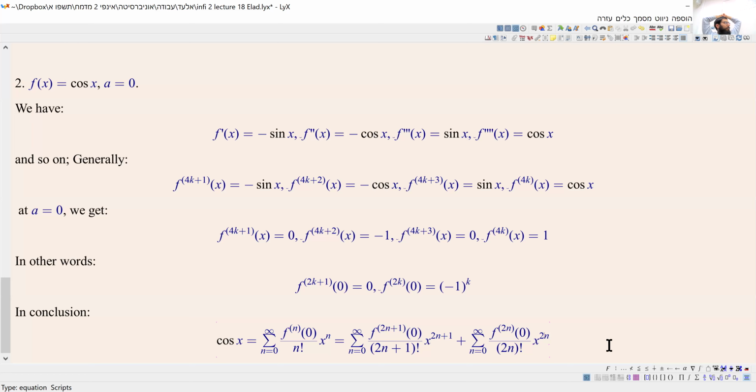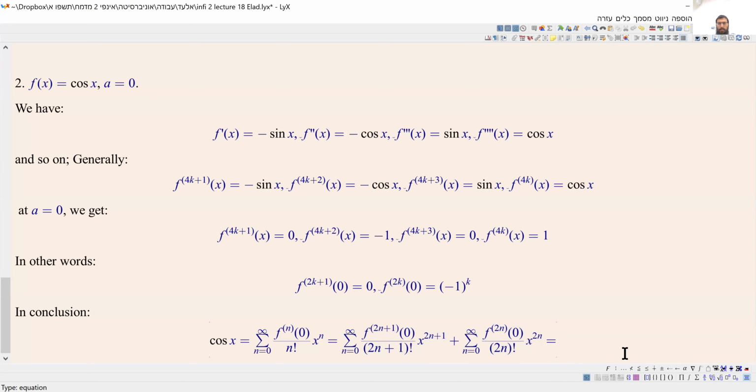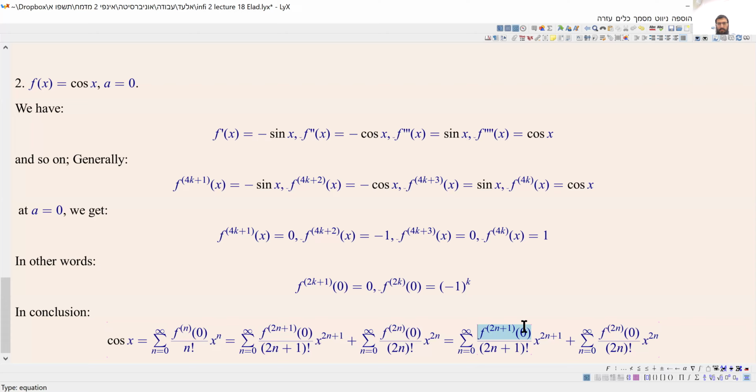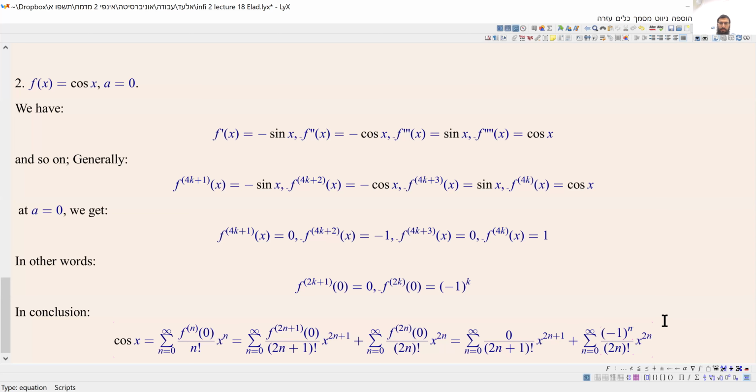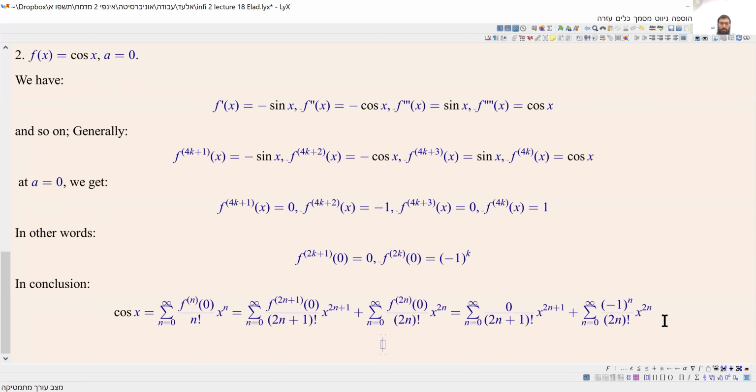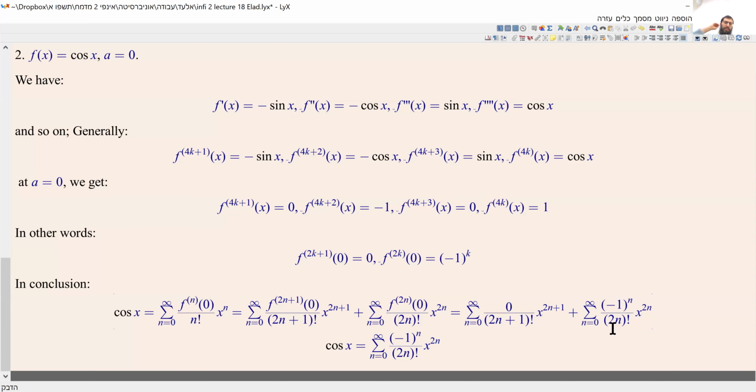Okay. I mean, we've just practically divided into two sums, one with the odd indexes and one with the even indexes. And the coefficients with odd indexes are just 0. And here we have -1 to the power of n. So one can conclude that the Taylor series of cosinus is -1 to the power of n, and so on.